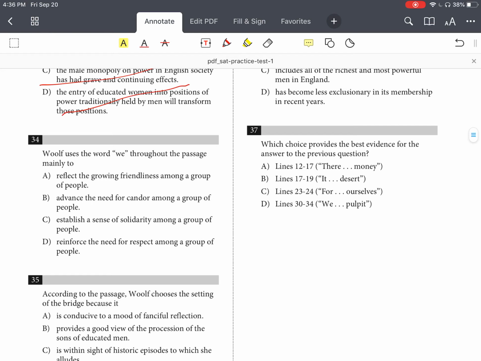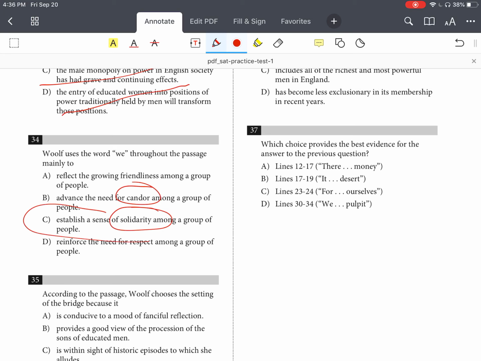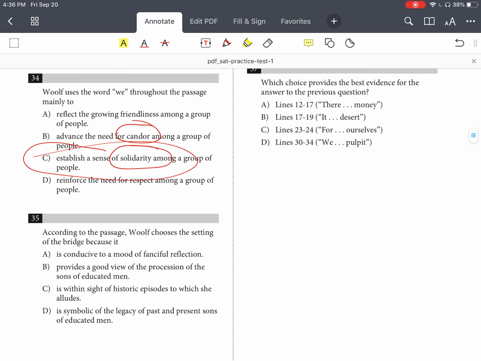So moving on, Woolf uses the word we throughout the passage, mainly to, and students should have encountered the word we multiple times through their reading. And this question, it's more of a vocabulary question. Really, the SAT people want to know, do students know what that word means? Honestly, if they know what solidarity means, they just know that's the correct answer. If they don't, then the student's likely going to get this question wrong.